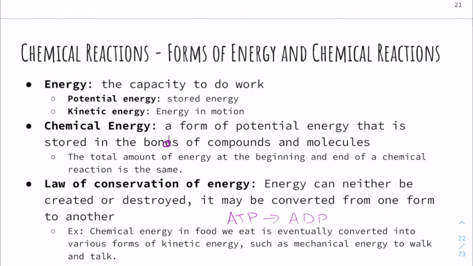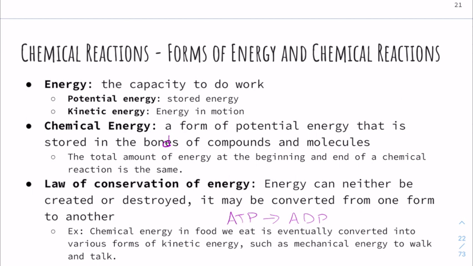A good example of chemical energy is the food we eat. It's converted into different forms of kinetic energy, so energy that keeps us alert, awake, and moving and functioning throughout the day. And it helps us, as we say, walk, talk, study, do anything you do throughout the day.